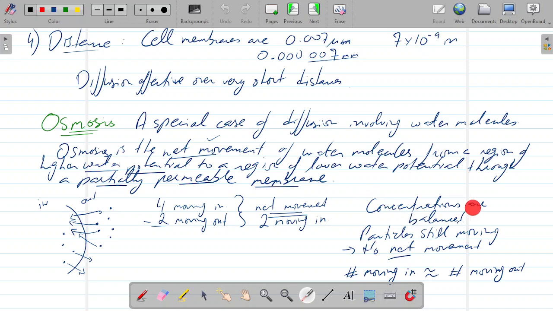If the concentrations are balanced, so in this case, if the water potential is balanced, the particles will still be moving, but there will be no net movement because the water moving in will approximately be balanced by the water moving out.